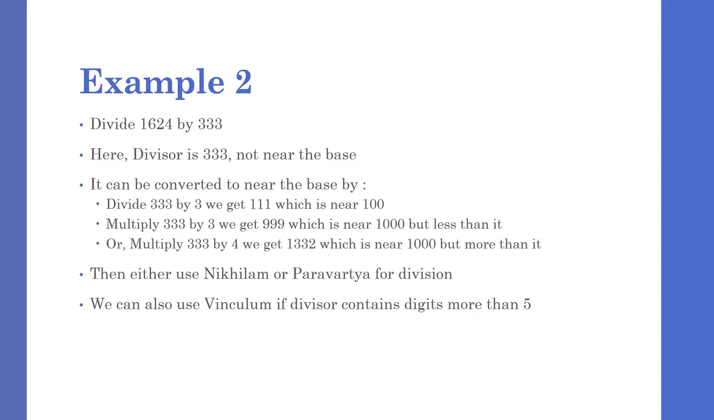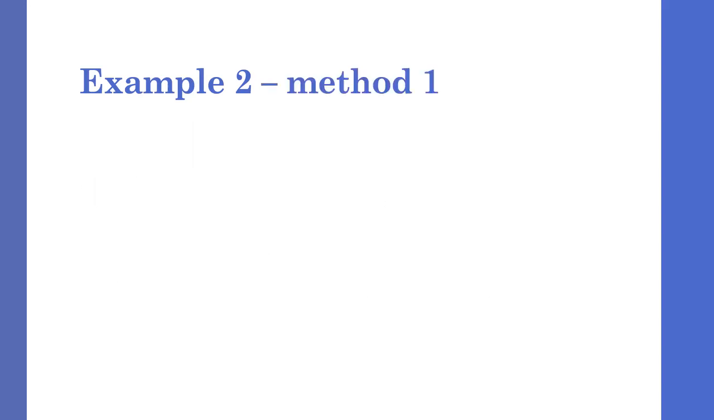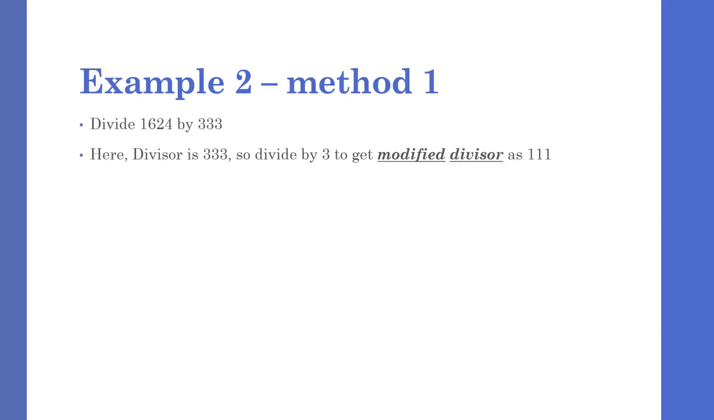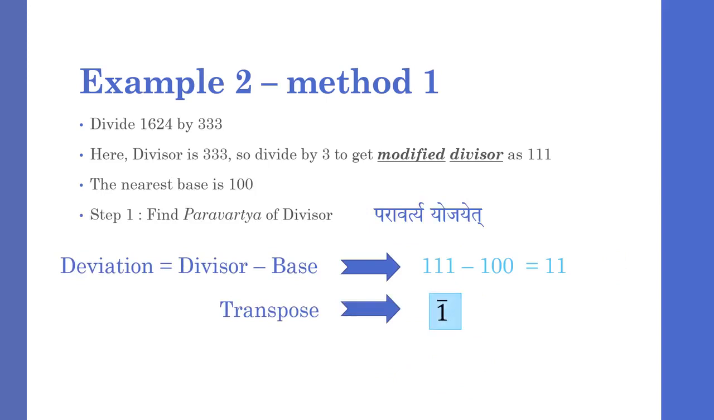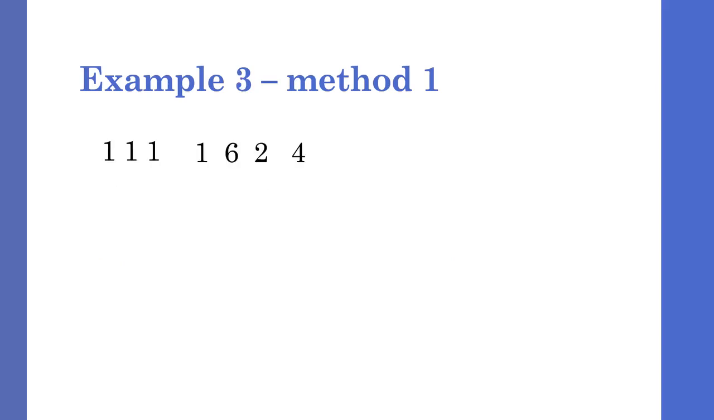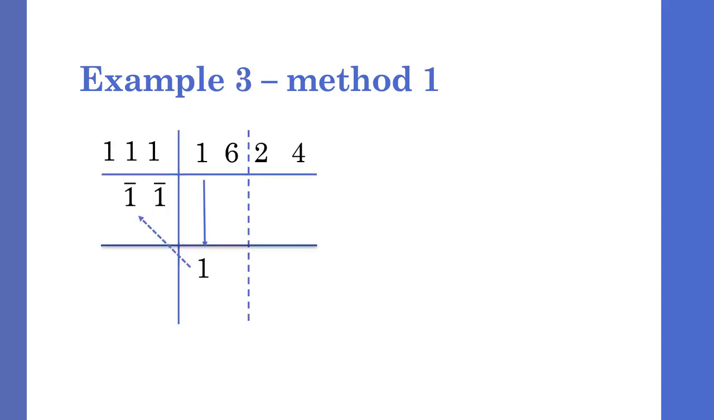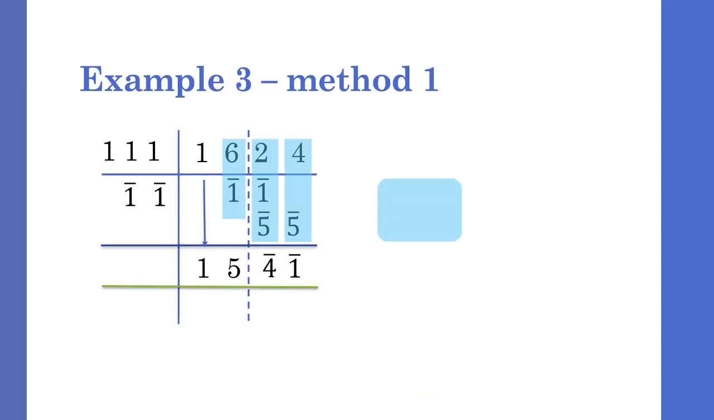You can also use vinculum if the divisor contains digits more than 5. Let us divide this by dividing the divisor by 3. We get the modified divisor as 111. The nearest base is 100. Let us find its deviation, then Paravartya. Perform the division as usual, with digit by digit multiplication and column wise addition.